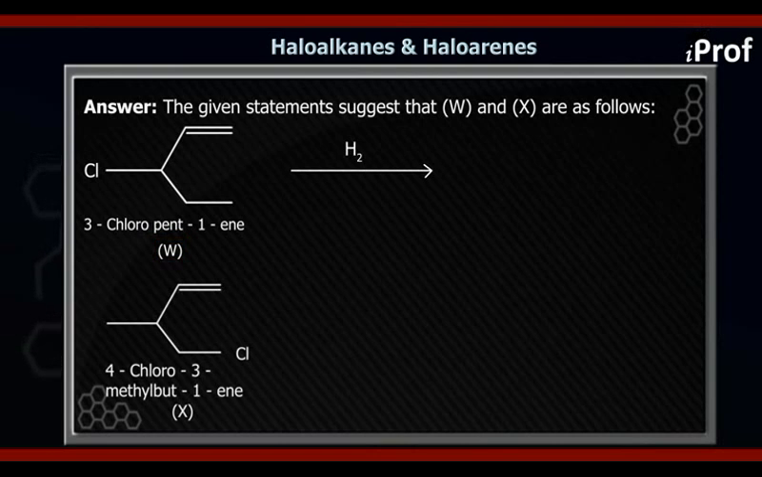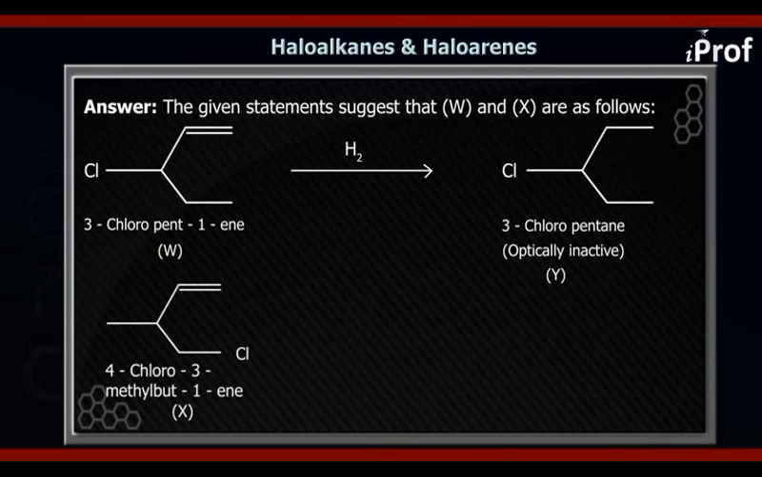Now suppose in W, if I add H2, then it will form C in the center, then Cl as one group, H as the second, and the third group could be CH2CH3. Now the fourth group in W was CH=CH2. When H2 is added, it will be reduced to CH2CH3. So now this particular structure has two ethyl groups which are the same. That means this will become optically inactive.